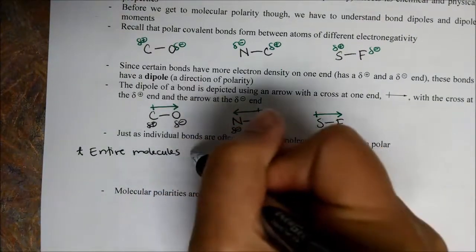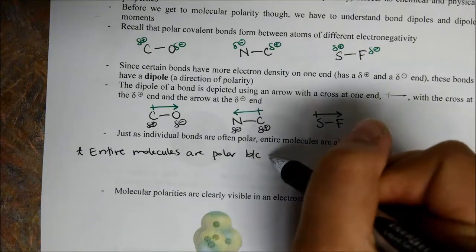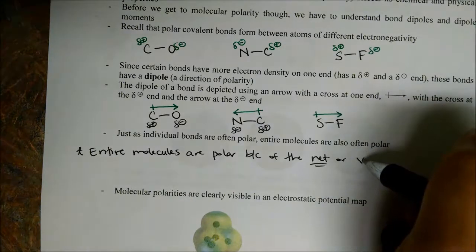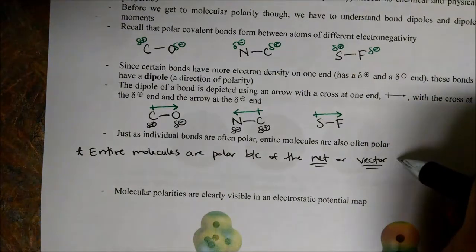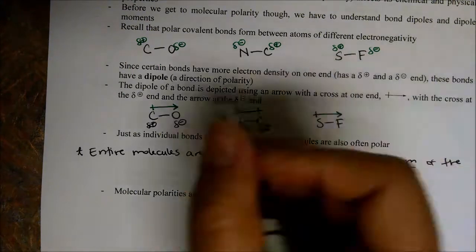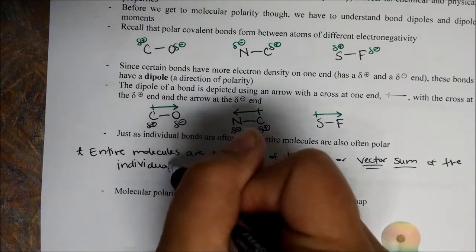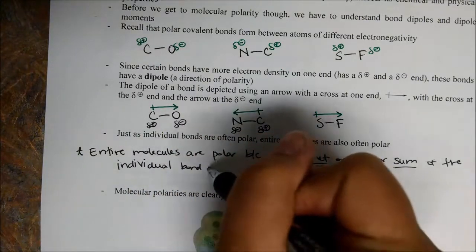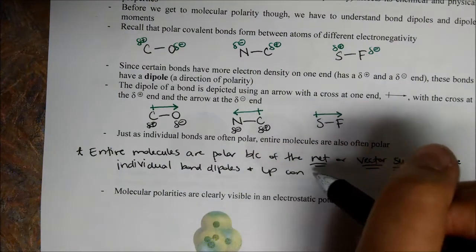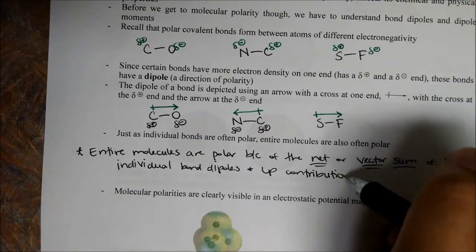Okay, so entire molecules are polar because of the net or vector sum of the individual bond dipoles and lone pair contributions. Lone pairs contribute a lot to overall polarity contributions.